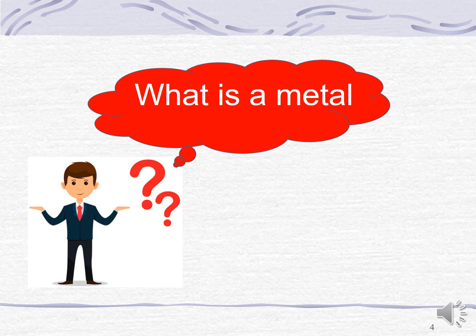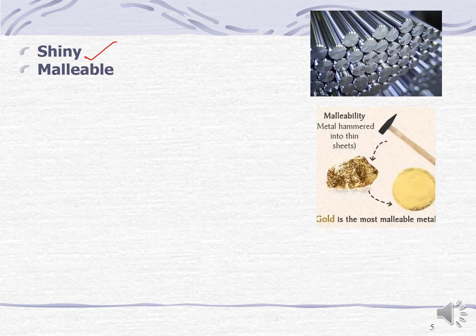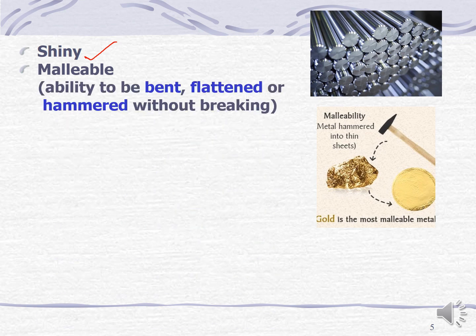Okay, let me ask you one simple question. What is a metal? A metal is shiny. A metal is malleable. Malleable is the ability of the material to be bent, flattened, or hammered without breaking.